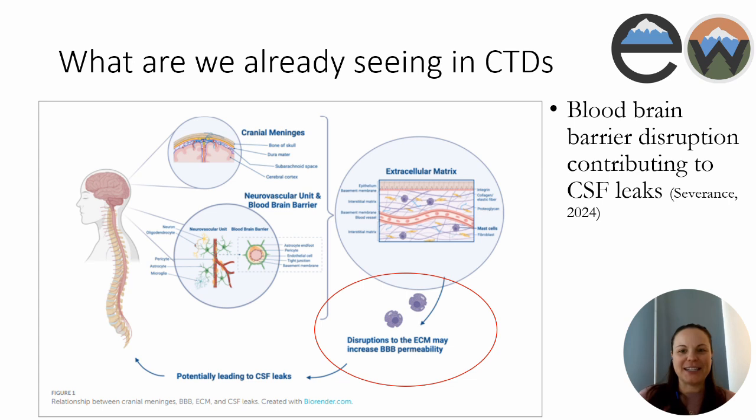So again, what are we already seeing? In the article that came out by Severance in 2024, here's the really nifty diagram. I love diagrams, and I circled that area right there. So disruptions to the extracellular matrix may increase blood-brain barrier permeability. So if you have an extracellular matrix that is more prone to dysfunction because of genetics or other factors, then it's more likely to potentially break down from irritants, and it's going to change the permeability, and it's going to potentially lead to CSF leaks.